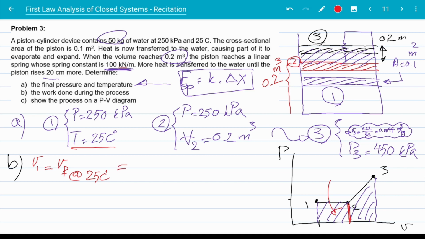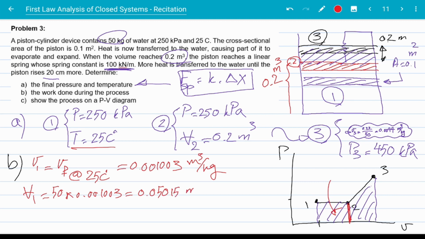Now, if you read the tables, you will get that the specific volume 1 is 0.001003 meters cubed per kilogram. Now, volume 1 will be mass times the specific volume, which is 50 times 0.001003, which will give us 0.5015 meters cubed. Okay, so this is the initial volume.